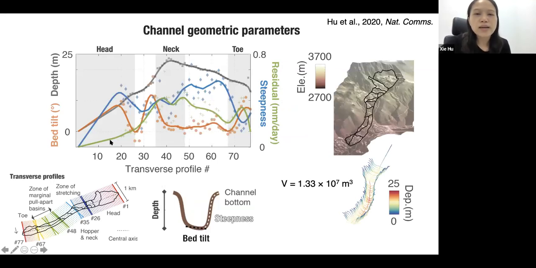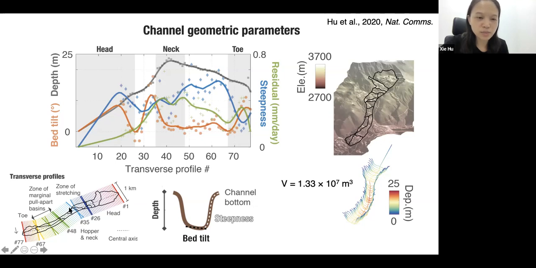And this diagram summarizes the geometric parameters. Here the gray line shows the depth. The neck has the thickest landslide, at 25 meters. And here the orange line shows the tilt of the bed. We see there's an abrupt increase in the bed tilt between the head and the neck.